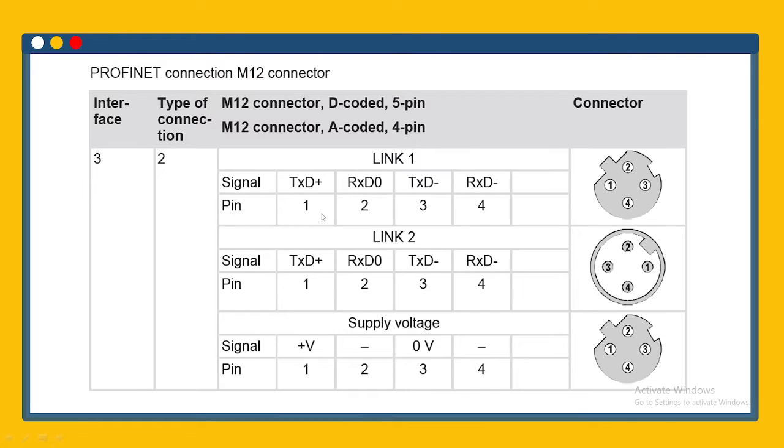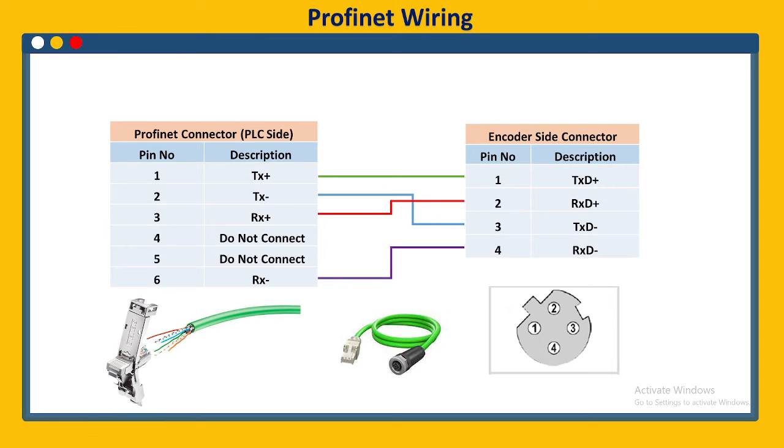So this is the pin diagram. I will explain it in the next sheet. And this is the supply voltage. In the supply voltage, you just have to give plus 24 volts to pin number 1 and 0 volt to pin number 3. Okay, so this is the Profinet wiring.